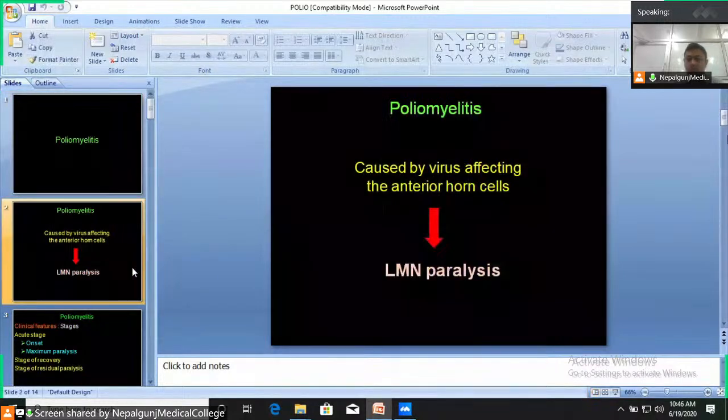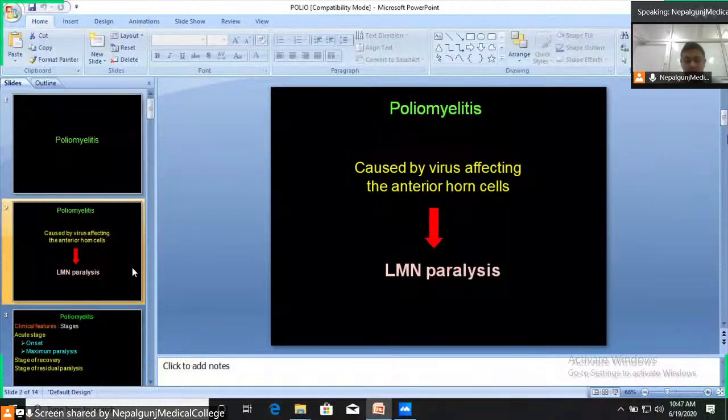So polio is caused by a virus affecting the anterior horn cells. The polio virus affects the anterior horn cells, causing lower motor neuron paralysis. It usually affects the anterior horn cells and sometimes the brainstem as well, which eventually leads to a form of paralysis, which is a lower motor neuron paralysis.